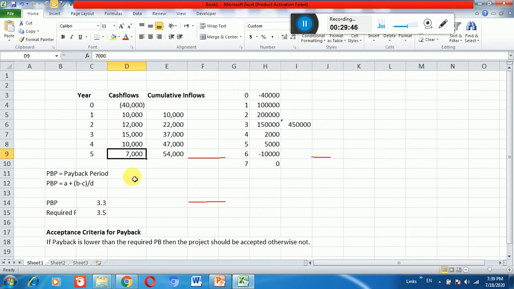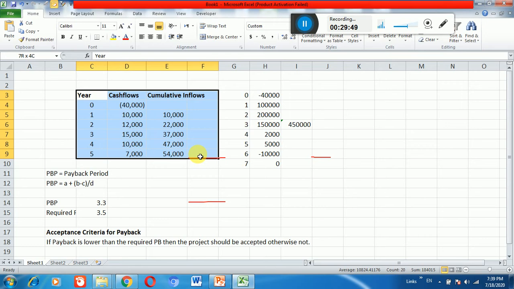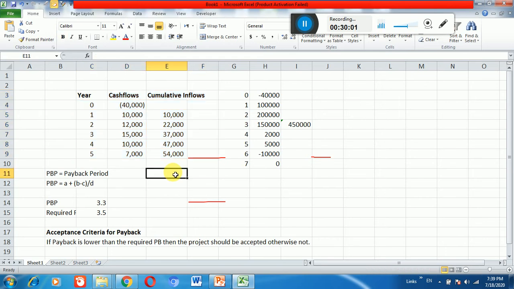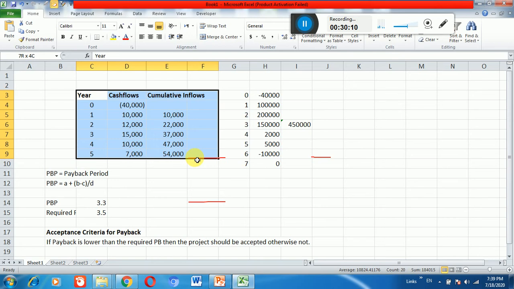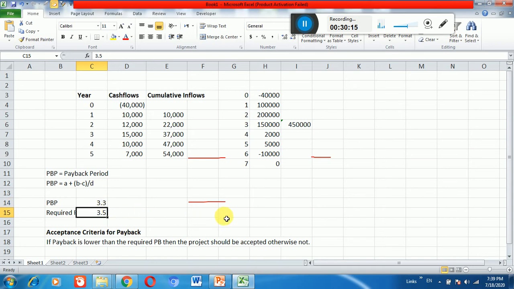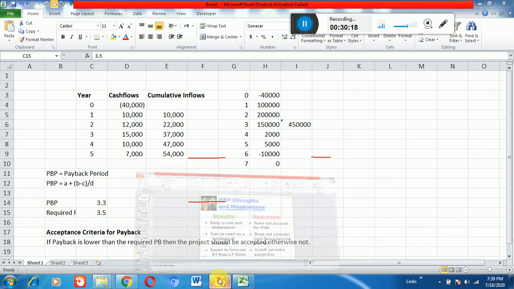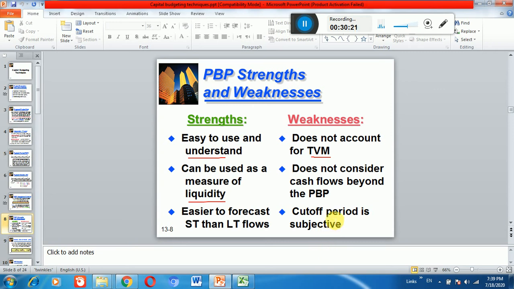So dear students, you cannot decide absolutely about the goodness or the potential yield or benefit generated, whether it is suitable according to the market or not. When the cutoff period is subjective, this method does not tell you absolutely whether the project is good or not. For some it is good, but for some it is not, depending on their cutoff period. So dear students, you have learned about some strengths and weaknesses of the payback period.